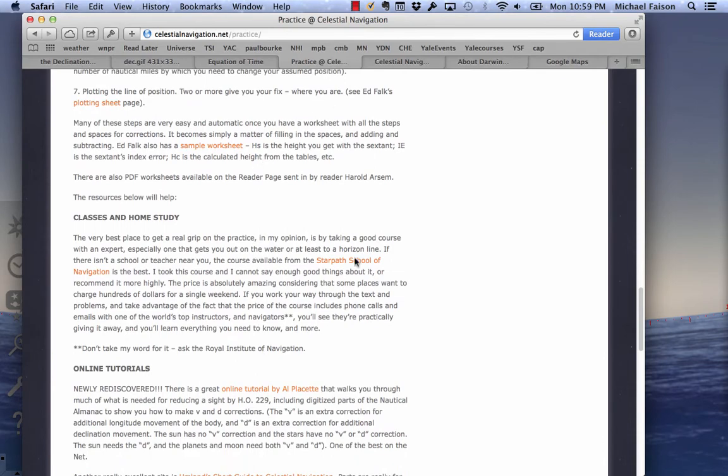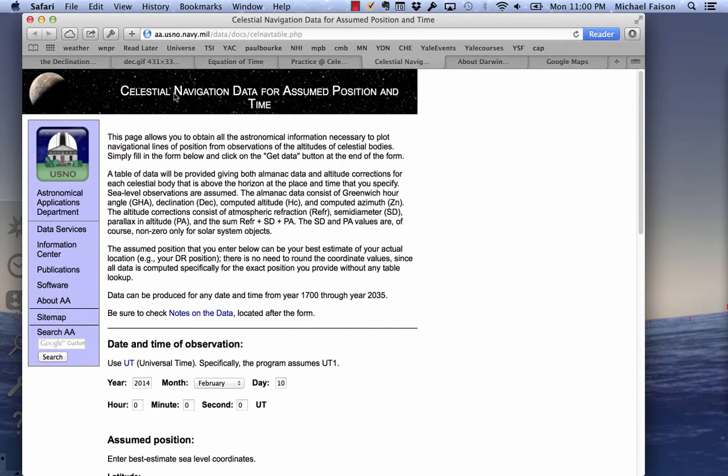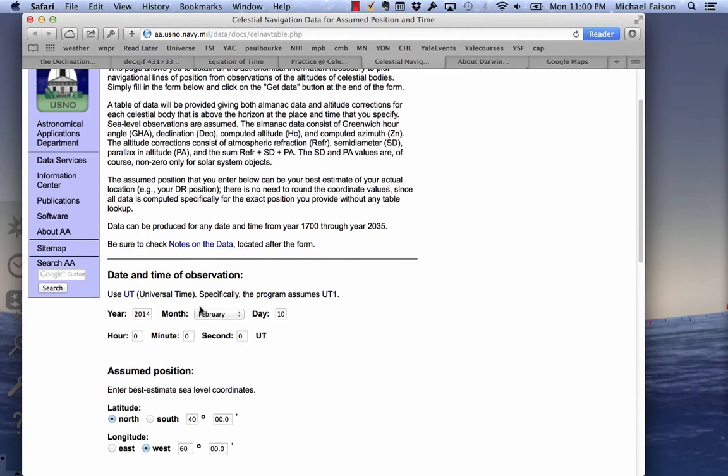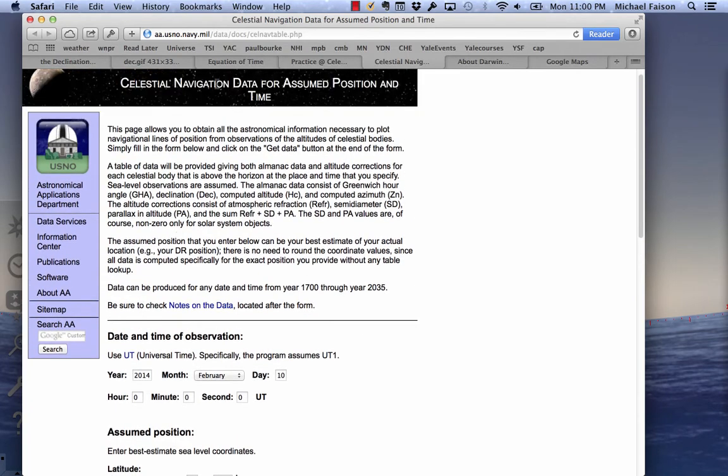There are classes you can take. There are online classes, tutorials, books that you can get. There's actually a website here at the Naval Observatory that will do the calculations for you. This is a technique where you have an assumed position and you make a measurement, and then you do a small correction to where you think you are. So I'm not going to do any of that.